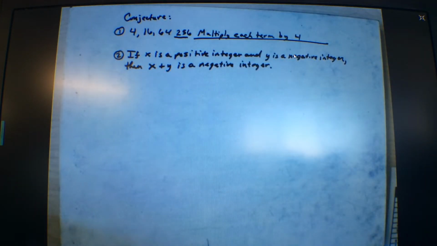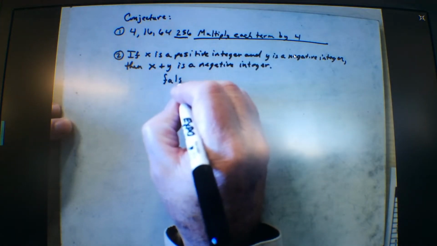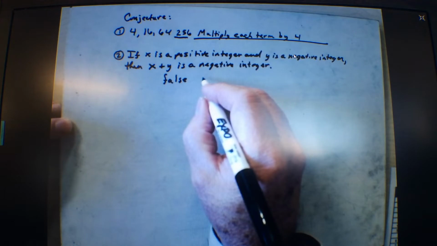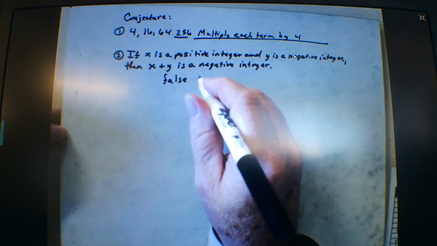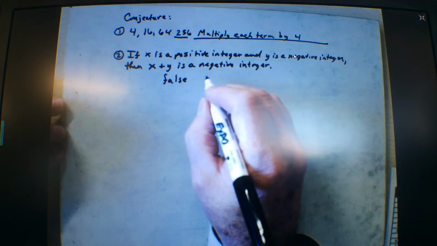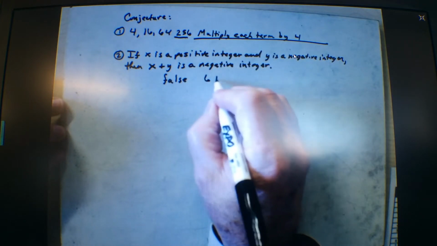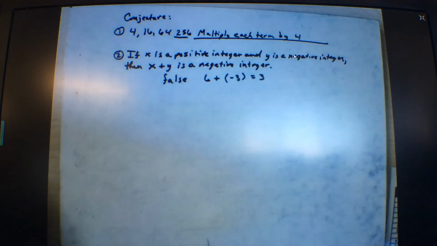True or false? False. You want to give me a counterexample, please? Y can be greater than X. Okay, so give me an example. Okay, so, 6 plus a negative 3. Very good. 6 plus a negative 3 is 3. That is a counterexample. You have a couple of those. Okay? All right?